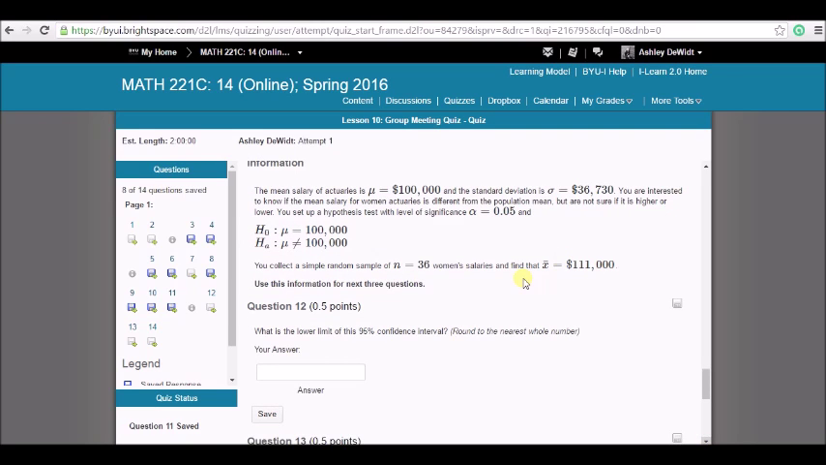Okay, the mean salary of actuaries is 100,000 and the standard deviation is 36,730. You are interested to know if the mean salary for women actuaries is different from the population mean, but are not sure if it is higher or lower. You set up a hypothesis test with level of significance 0.05 and those numbers. You collect a simple random sample of 36 women's salaries and find that the mean is 111,000. What is the lower limit of this 95% confidence interval?